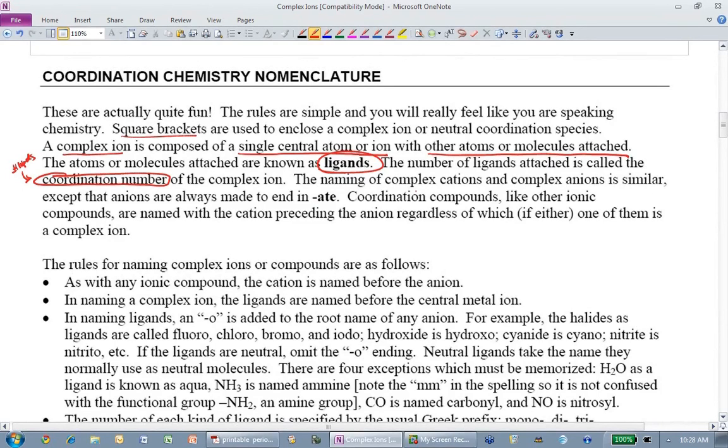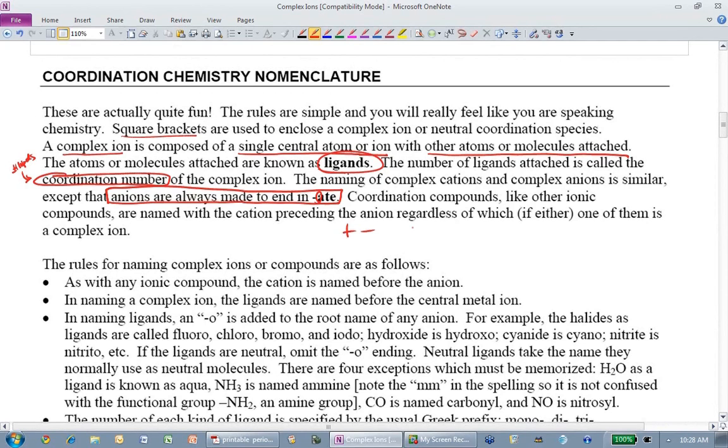Now, the naming of complex cations and complex anions is similar, except, there's always the exceptions, right? Anions are always made to end in ate. So anion starts with an A, and we end with the suffix starting with an A, the ate. Coordination compounds, like other ionic compounds, are named with a cation first, preceding an anion. In other words, we still do a plus minus. That's what that's trying to say.